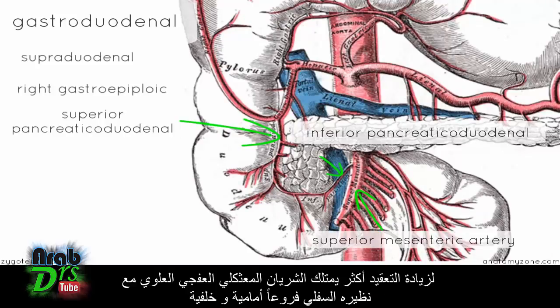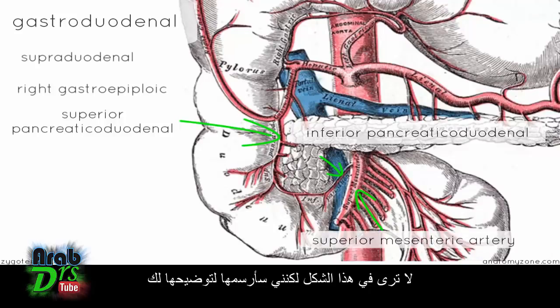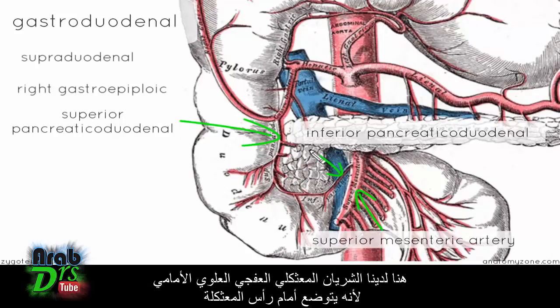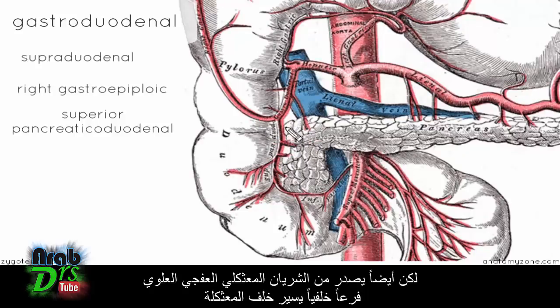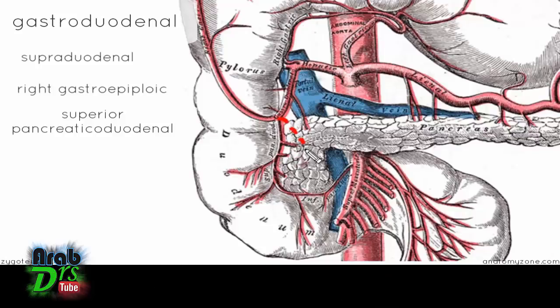So just to further confuse things, the superior pancreatico-duodenal artery and its inferior counterpart have anterior and posterior branches. So it's not shown in this diagram, but I'm going to draw it on to illustrate it for you. So here we've got the anterior superior pancreatico-duodenal artery because it lies anterior to the head of the pancreas. But the superior pancreatico-duodenal artery also gives off a posterior branch which runs behind the pancreas, and then it joins up again with the inferior pancreatico-duodenal artery.